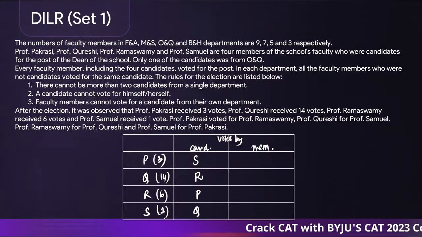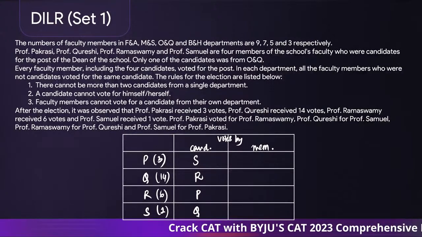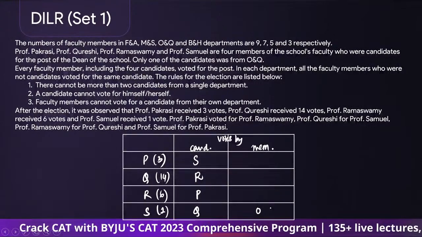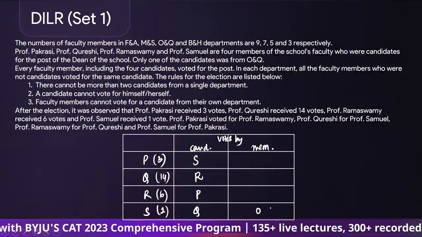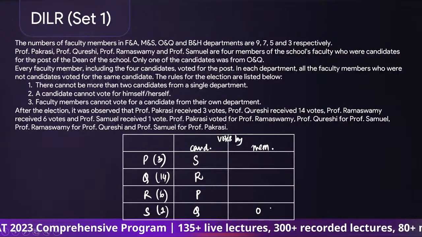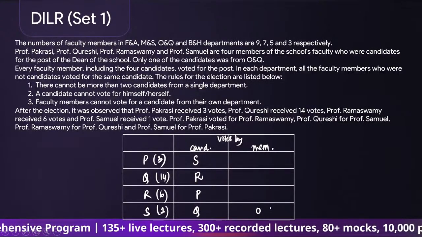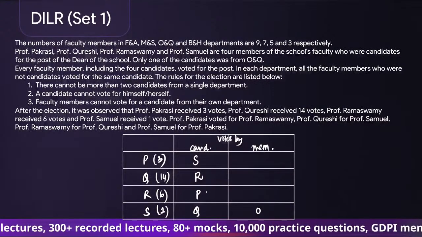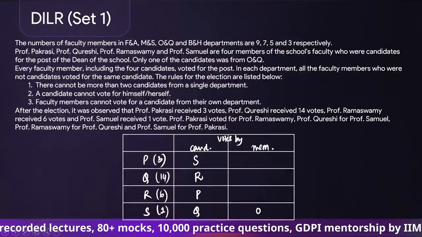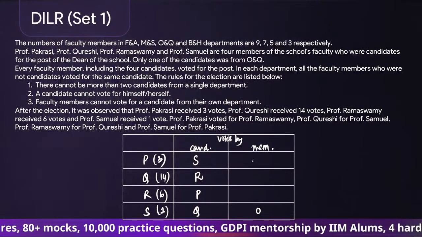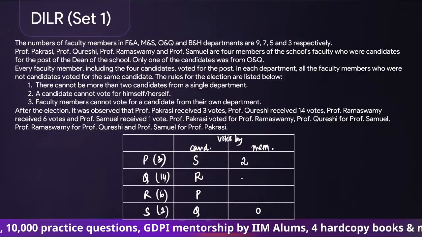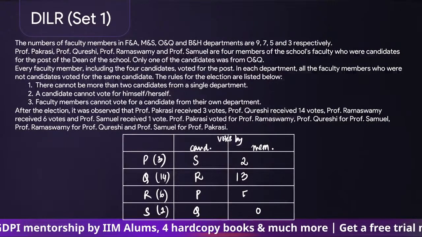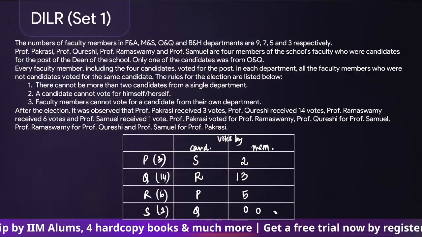Now S को total 1 vote मिलना चाहिए था, out of which 1 vote of Q is already there. That means no member voted for him or her, right? S is Samuel, so it's him. Next, we have S, R and P. Now we need 2 more votes for P. We need 13 more from Q. We need 5 more from R and 0 from S.